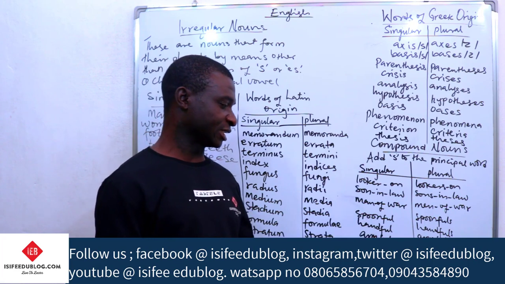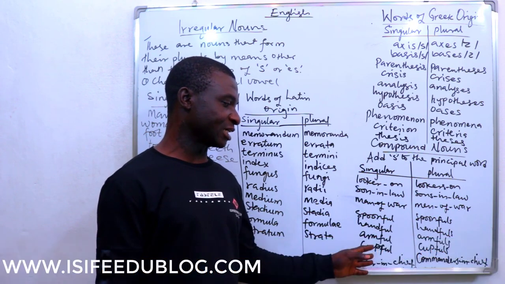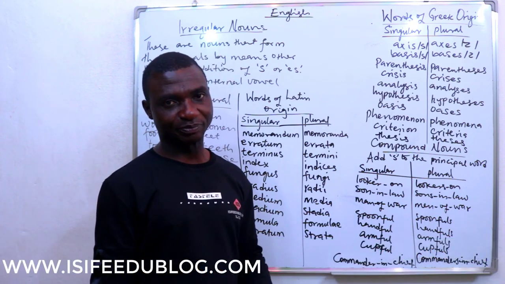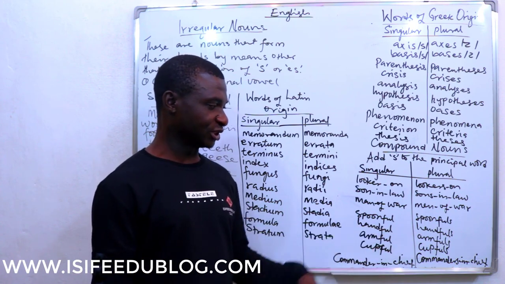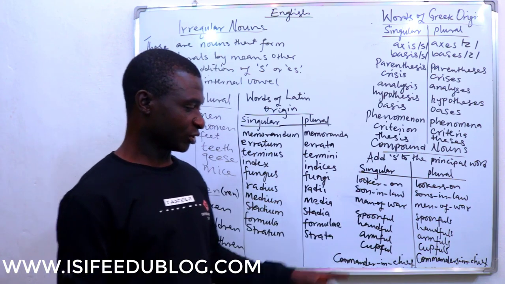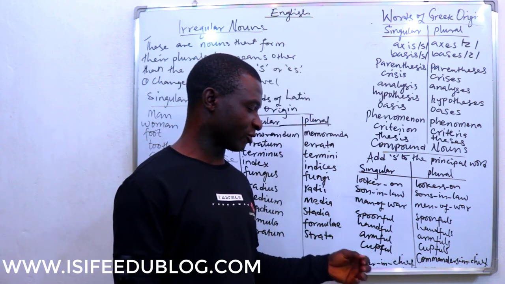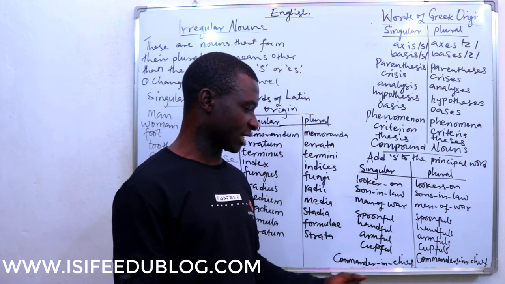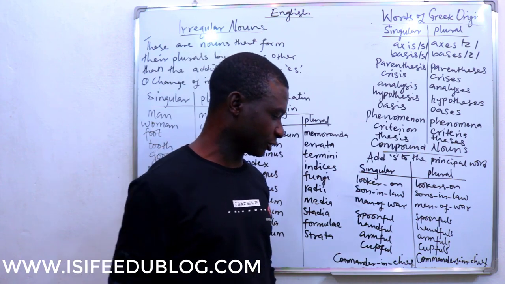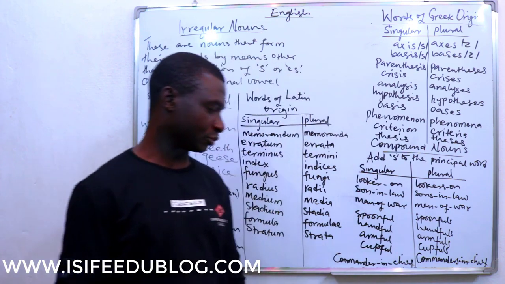Then, these compound nouns have become one word. So the plural form will be different from what you had earlier. So spoonful will be spoonfuls. Mouthful, mouthfuls. Handful, handfuls. Armful, armfuls. Cupful, cupfuls.